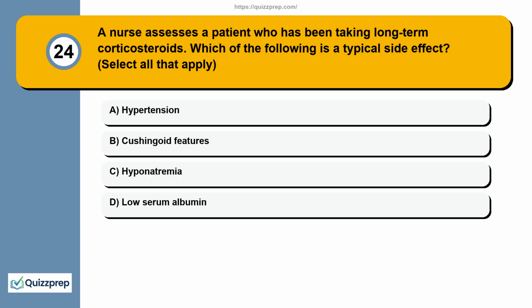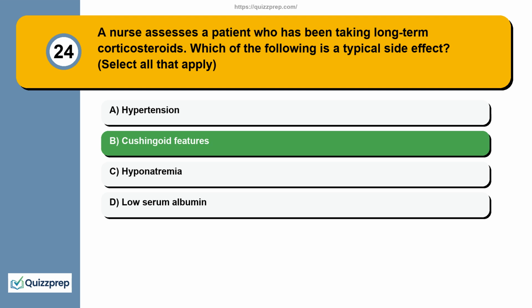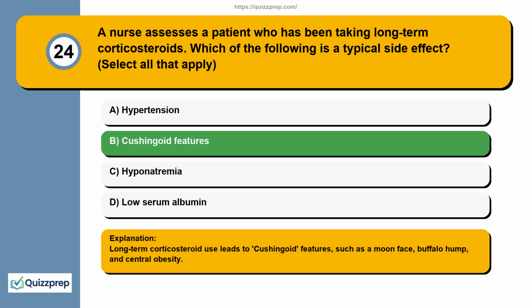Question 24. A nurse assesses a patient who has been taking long-term corticosteroids. Which of the following is a typical side effect? Select all that apply. Hypertension, Cushingoid features, hyponatremia, low serum albumin. Long-term corticosteroid use leads to Cushingoid features, such as a moon face, buffalo hump, and central obesity.